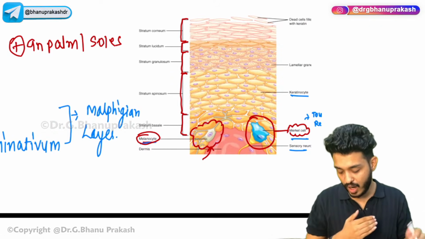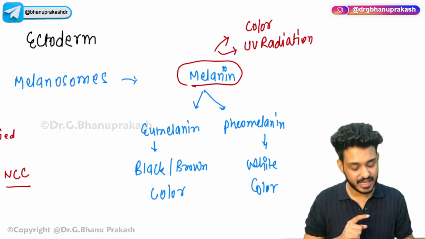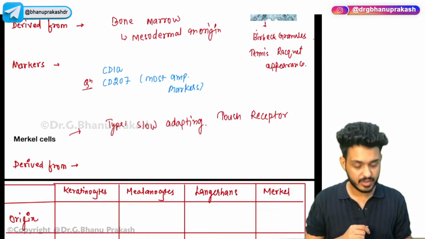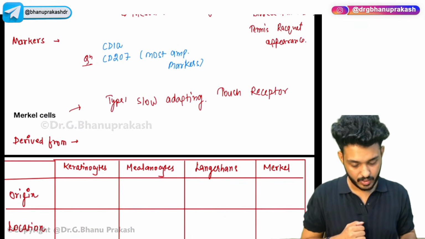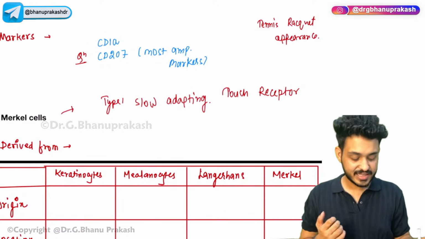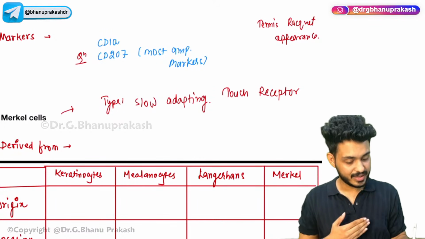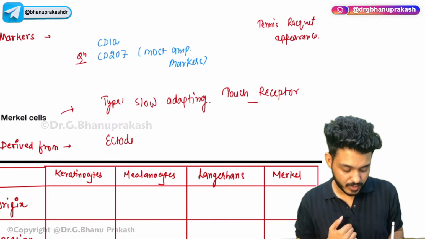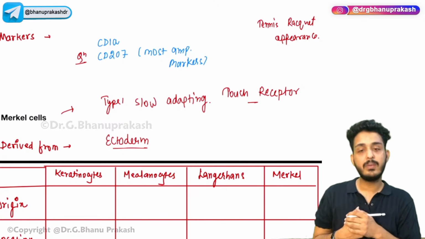I would be telling you how. This is an important question that they will ask you in physiology. We will be integrating multiple subjects together, micro and all also. So these are basically type 1 slow adapting touch receptors. They are touch receptors. Which layer are they coming from, sir? They are coming from ectoderm.